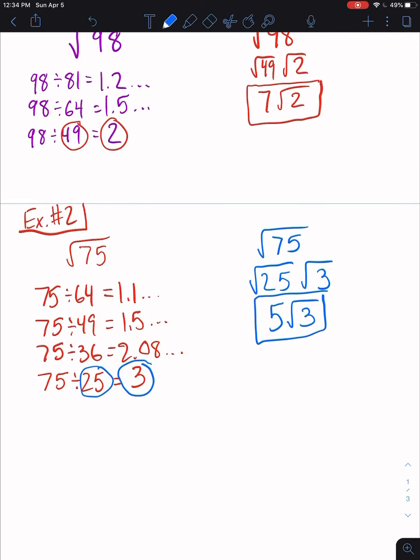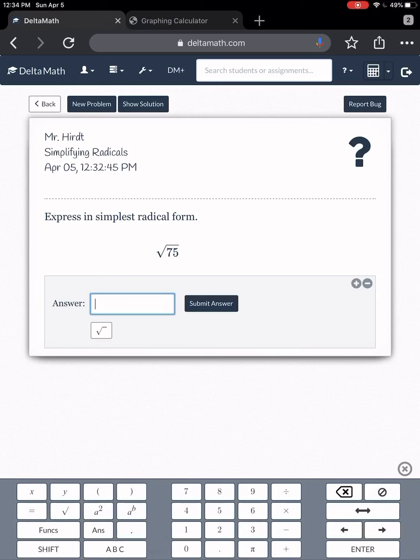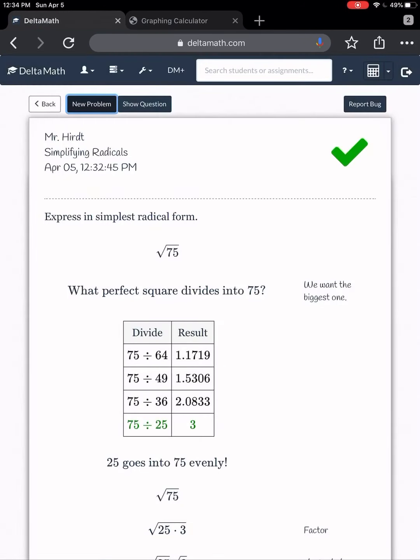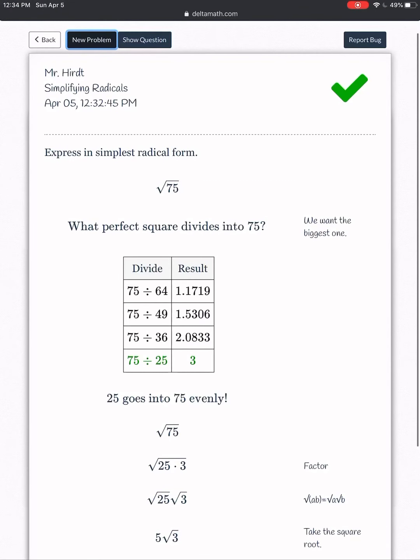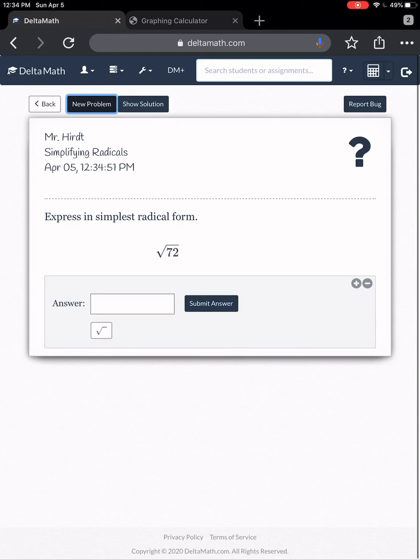So let's go to Delta Math and input that answer and see if we got the right answer. So 5 radical 3, we're going to submit our answer, and we did. And it even goes through all of the work for us. So again, if you get stuck, don't forget, if we go to a new problem here, like radical 72, it can show me how to do this, right?